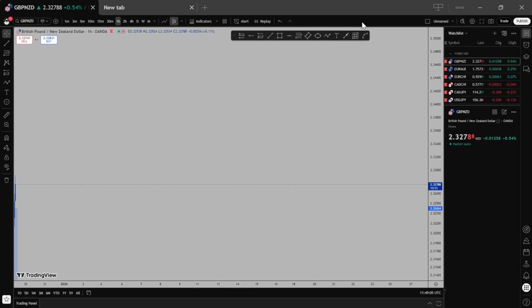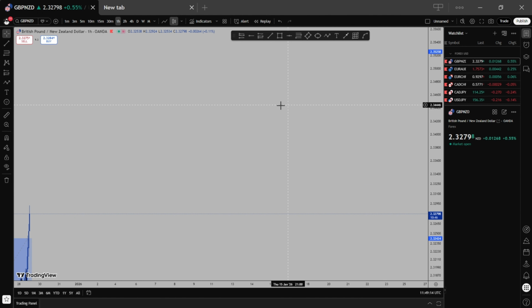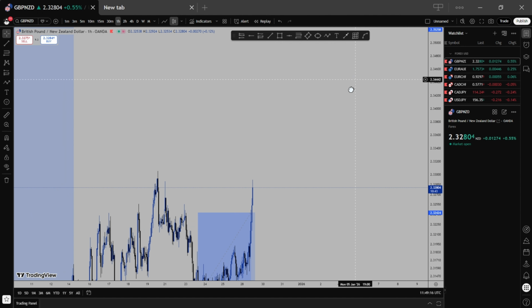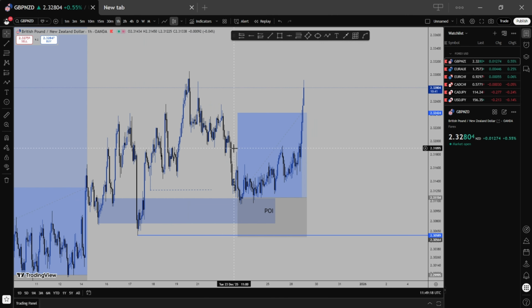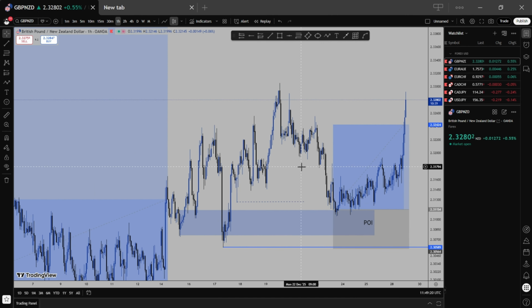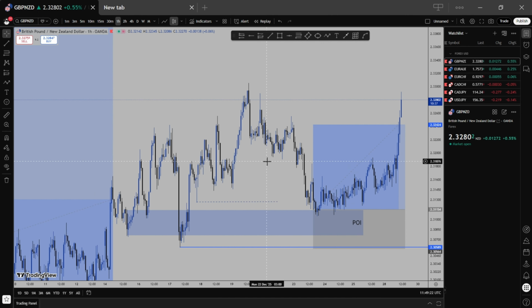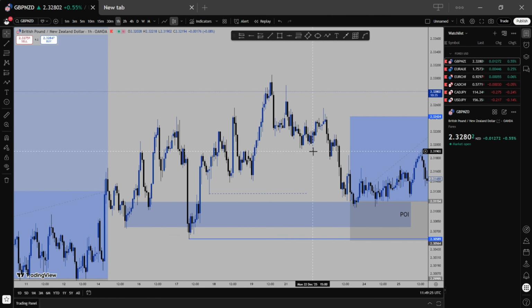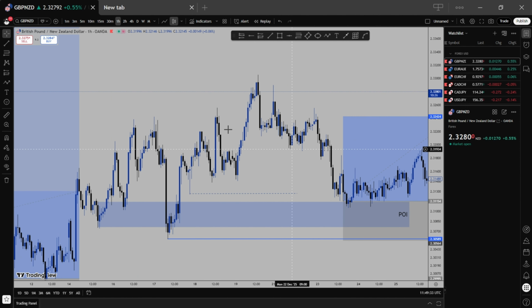So, firstly, the structural liquidity should be... well, how do I put it? Okay, let me just show it with a trade. This is a trade I took on GBPNZD. This is my structural liquidity, and your structural liquidity should be below the 50% of your fib.